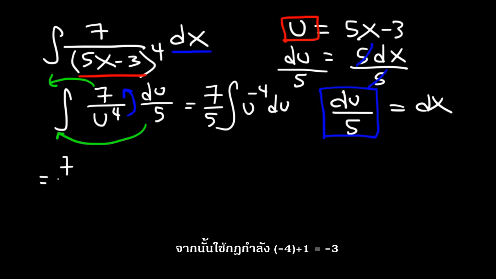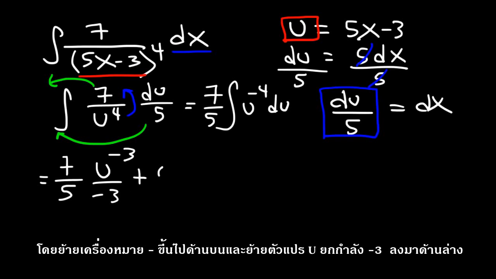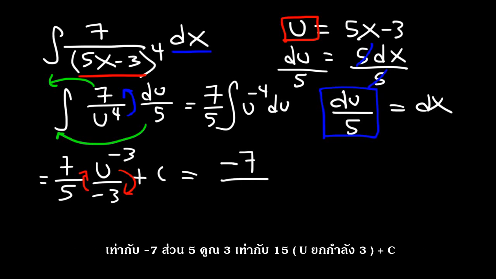So now let's use the power rule. Negative 4 plus 1 is negative 3. And we need to divide it by negative 4 plus 1. Now let's move the u variable to the bottom, and let's move the negative sign to the top. So this is going to be negative 7. On the bottom we have 5 times 3, which is 15, and then u to the third power plus c.